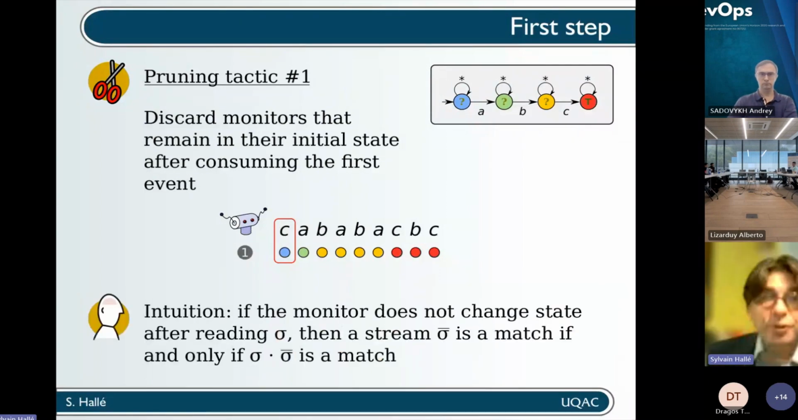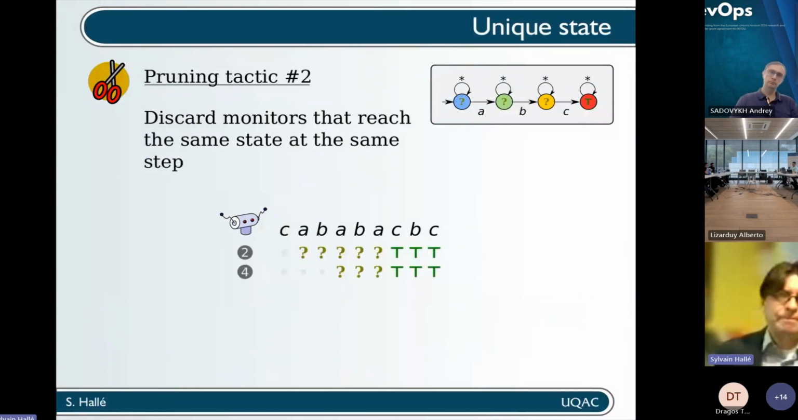And the intuition is that if the monitor does not change state after reading the first event, then a stream is a match if and only if the stream without this first event is also a match. So the next event that comes in is the start of a stream that is the same match as the one that we are witnessing here. So we can discard this monitor.